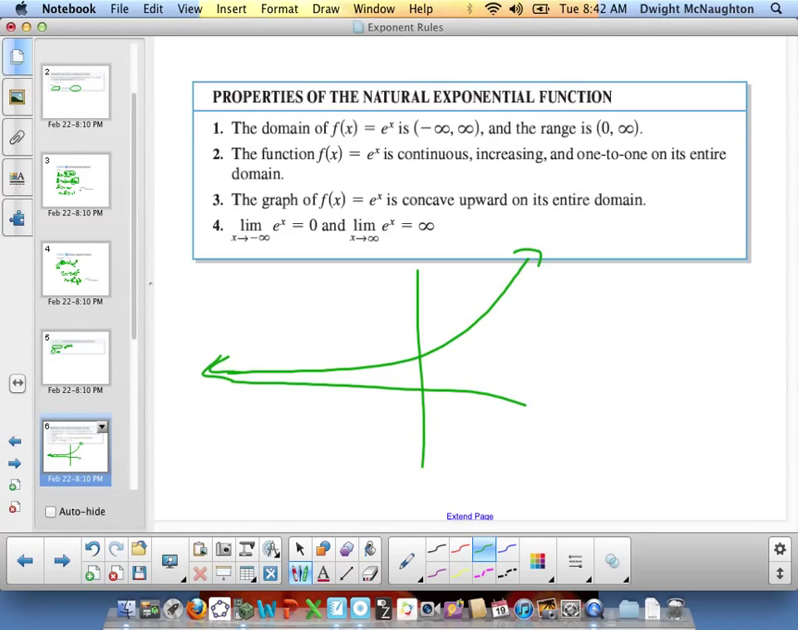The function is continuous, increasing and 1 to 1, so therefore it has an inverse, which we just discussed is the natural log. And the limit as we approach negative infinity is 0, and the limit as we approach infinity is infinity. So it increases without bound to the right, but approaches 0 to the left. It's always concave up. So we know our first derivative is always positive, and our second derivative is always positive.